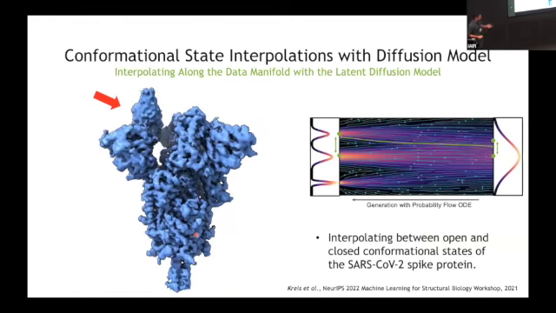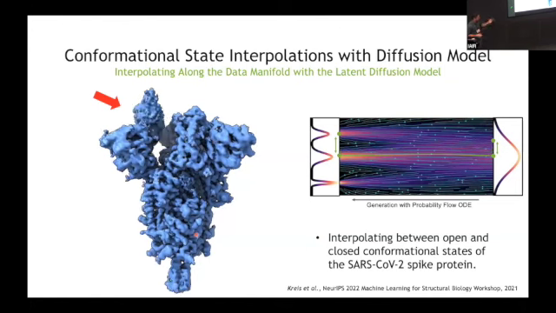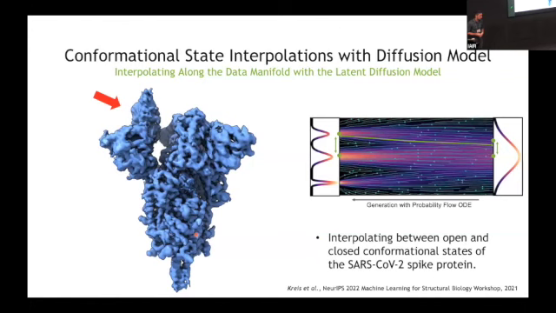Which means that you can then directly learn a diffusion model of this atomistic structure directly from Cryo-EM data. You can do fun things like this. You can do an interpolation in your diffusion model. And this example interpolates between the open and closed conformational states of the COVID spike protein, for instance.